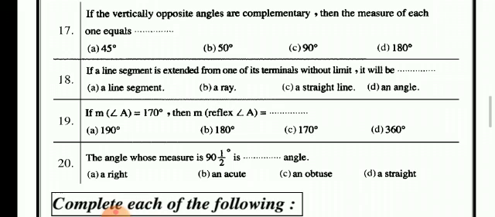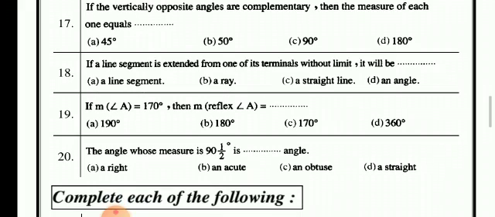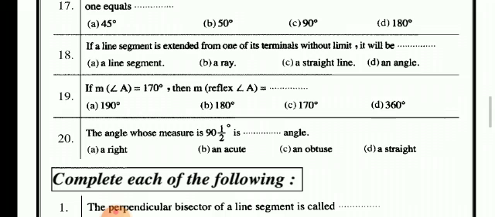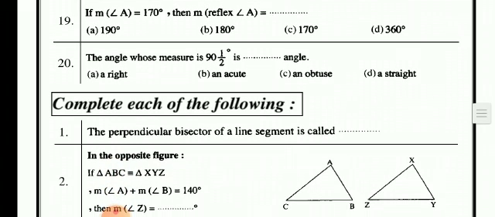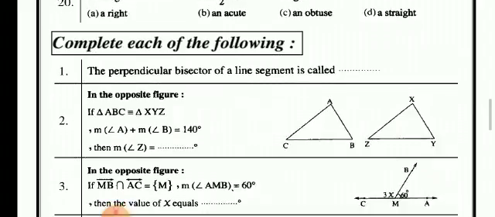If a line segment is extended from one of its terminals without a limit, this is the definition of a ray. If A equals 170, then the measure of the reflex of angle A is 360 minus 170 equals, excellent, 190. 90 and a half is an obtuse angle.